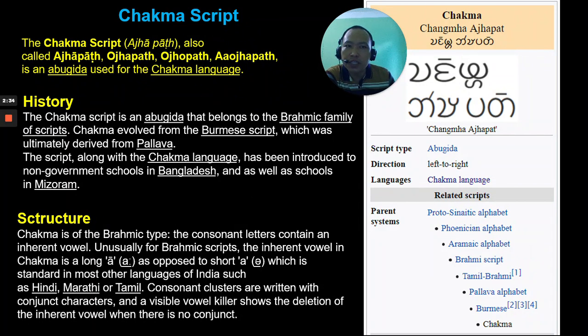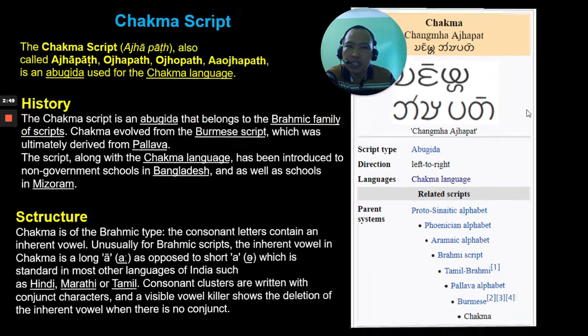Chakma script is Chakma Ojapat. Script type Abugida. Direction left to right. Languages, Chakma language. Parent system Indo-Arabian shows in the screen.